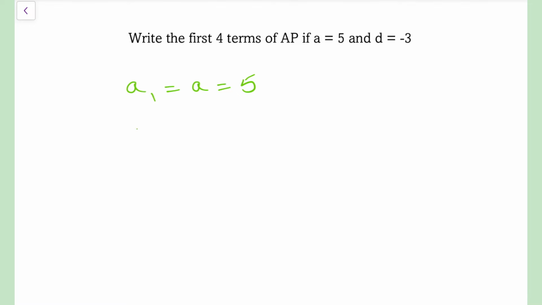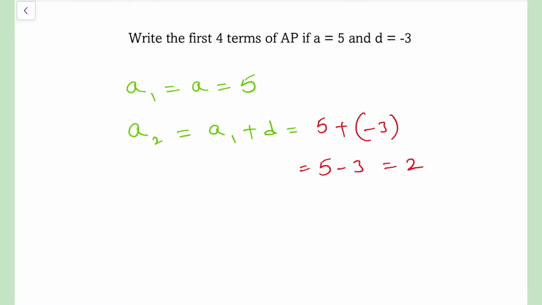Then we need to find out the second term, that is A2. So second term is nothing but first term plus common difference. What is the first term given? 5 plus common difference is minus 3. So which equals 5 plus into minus, minus 3. 5 minus 3 is 2. So this is the second term.